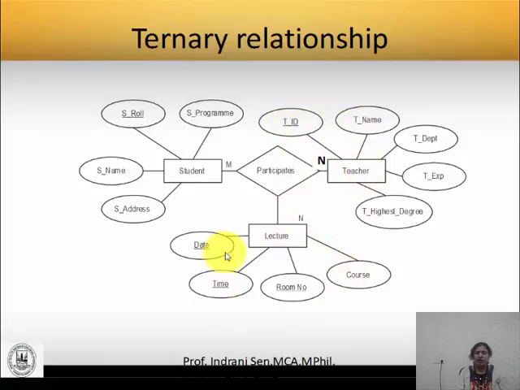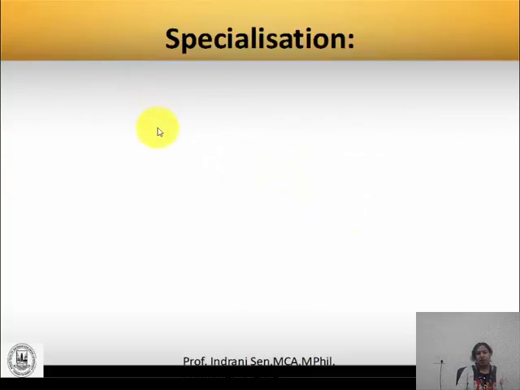A lecture is identified by the room where the lecture is held, and the date and time when the lecture is held. It's a composite key. You can see it's a composite key. It does not have a single primary key. It contains more than one key which is identifying the lecture. A lecture cannot be identified by only room number. It cannot be identified by only date or only time. It can be identified by three different attributes taken together. And we can have a relationship cardinality m to n to n.